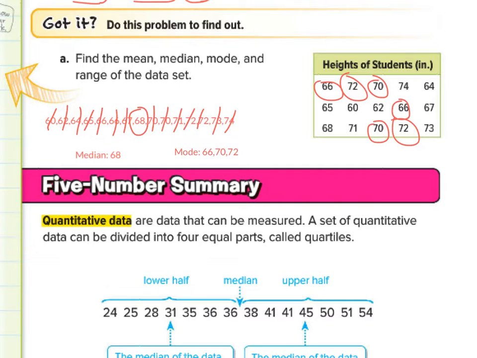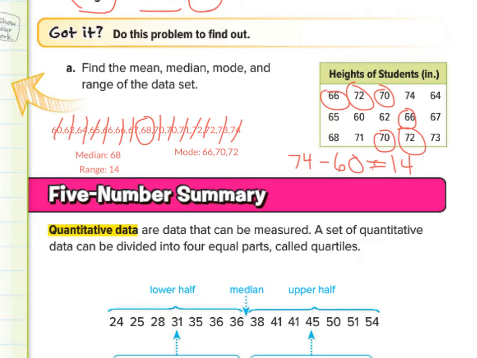And finally, to look for our range, it is the difference between the highest number and the lowest number. Our highest number, if I'm not mistaken, is 74. So we write 74 minus our lowest number, which is 60, and that's going to give us 14. So our range is 14. And don't forget, I erased it, but our mean was 68, similar to the median.